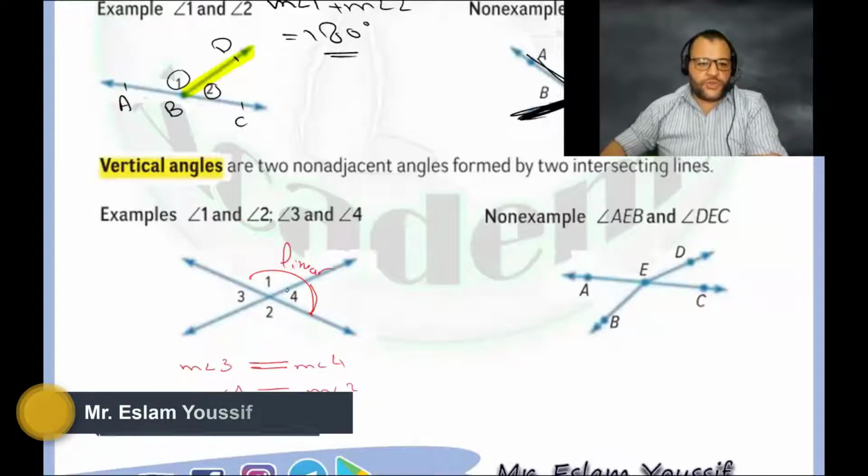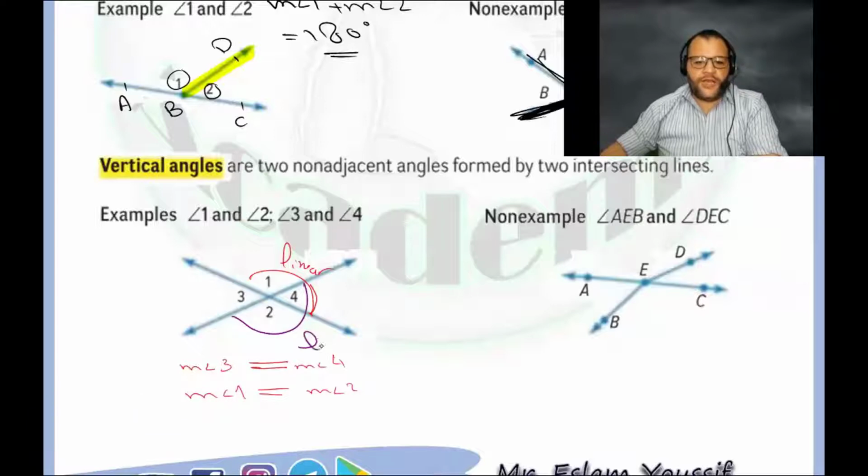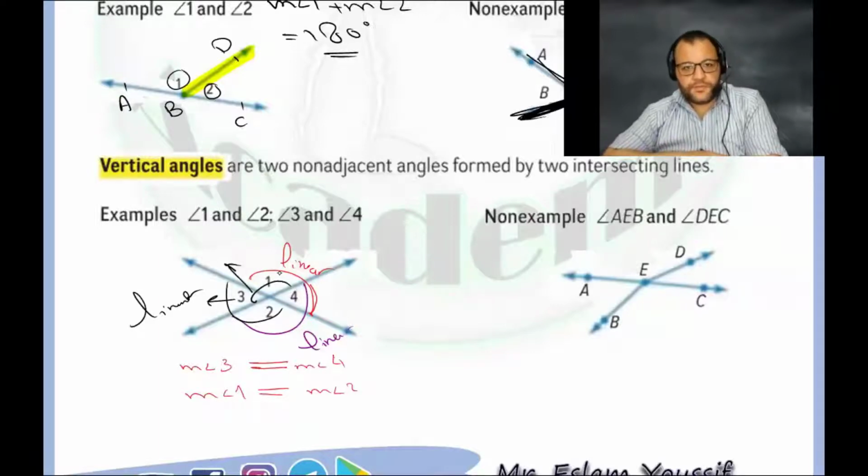4 and 2 are a linear pair. 2 and 3 are a linear pair. 1 and 3 as well are a linear pair. So each two adjacent angles will be a linear pair. That is the main point. If each two adjacent angles are a linear pair, then we have another two vertical opposite angles.